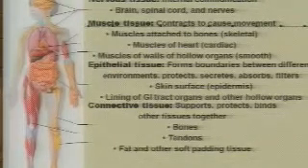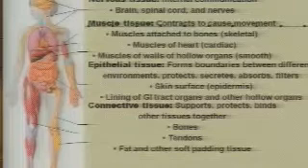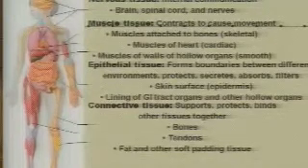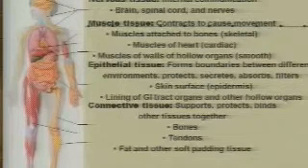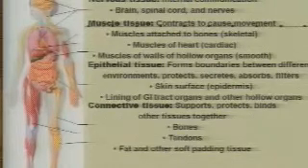Epithelial tissue forms boundaries between environments. Skin surface, for example, lining of the GI tract, lining of other hollow organs. Inside of the stomach, inside of the esophagus, inside of the uterus, inside of the bladder. It's going to be anywhere you can think of that's covering or lining.